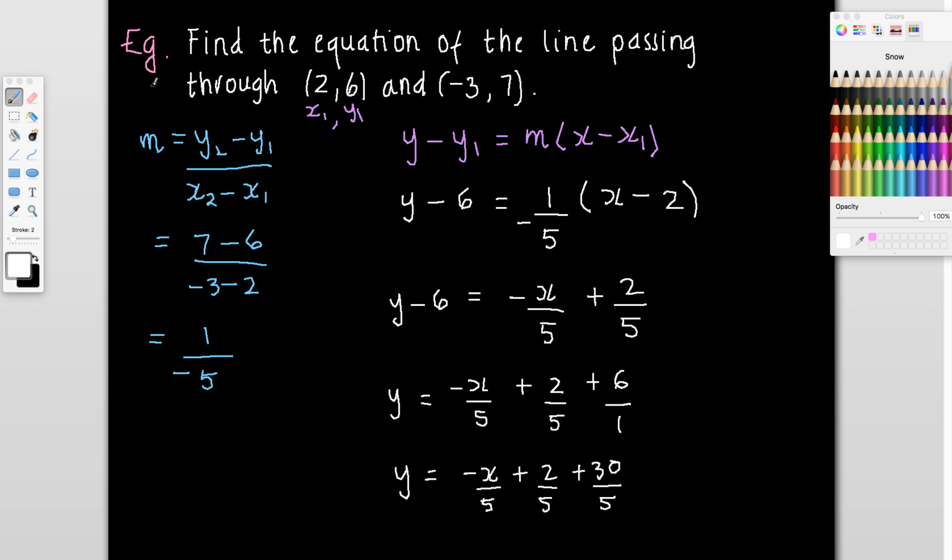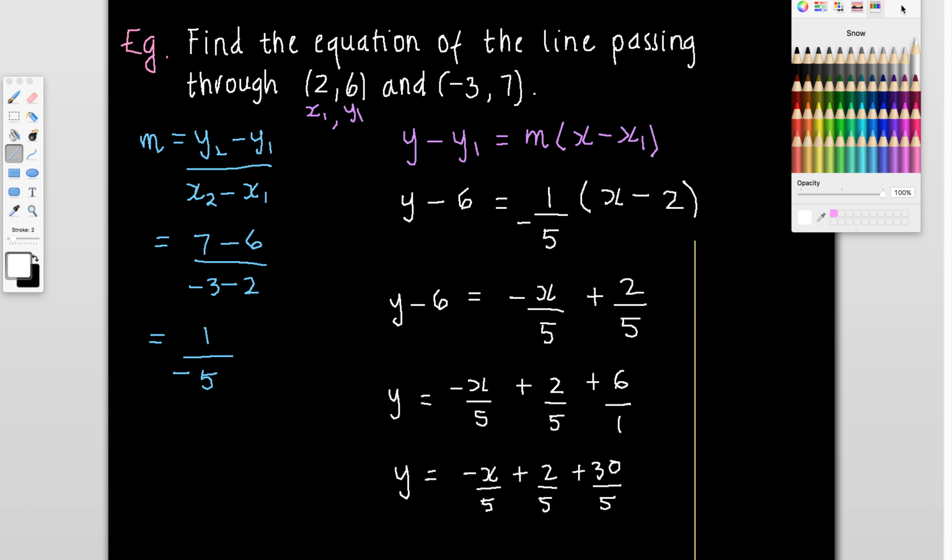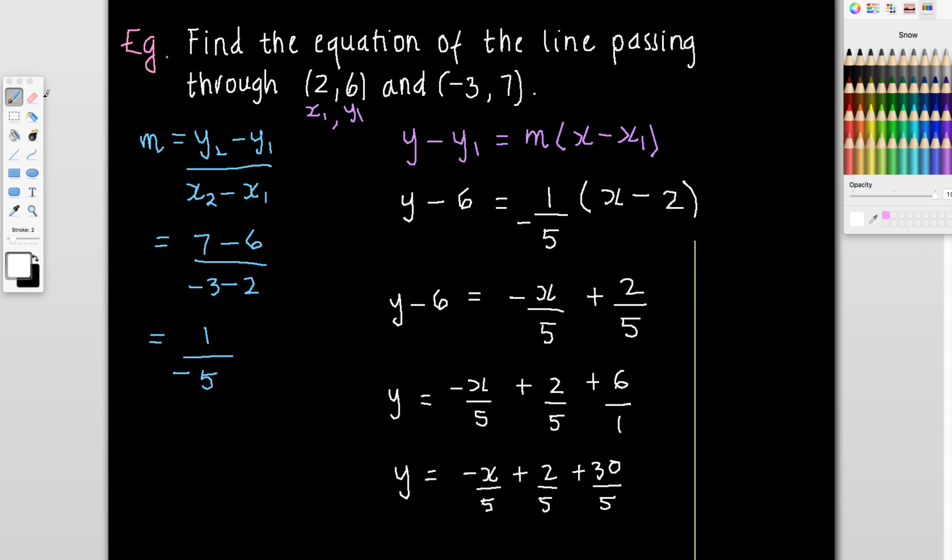And again, I've run out of space. I really need a larger screen. So I might just put a line down here to write my final answer. Negative x on 5 plus 32 on 5. That could, of course, be written as negative x plus 32 all over 5 as well. That would be okay.